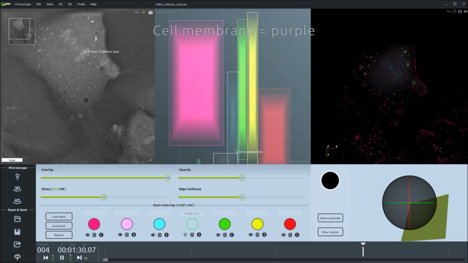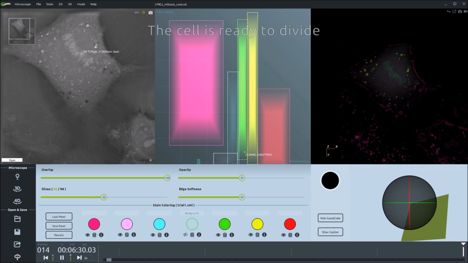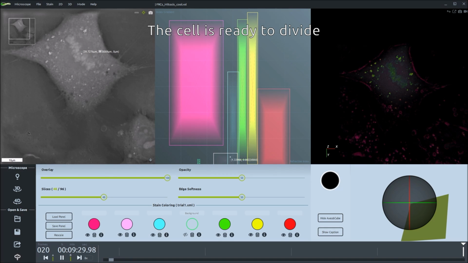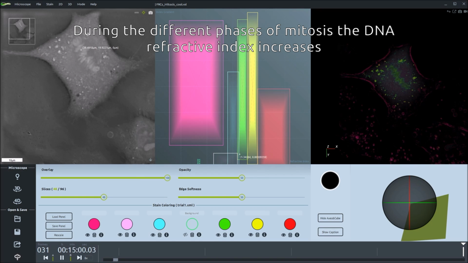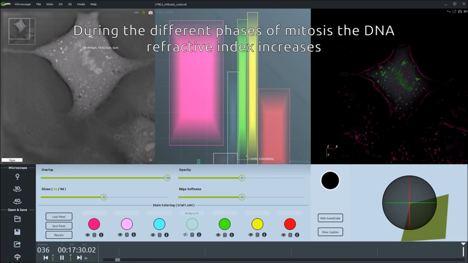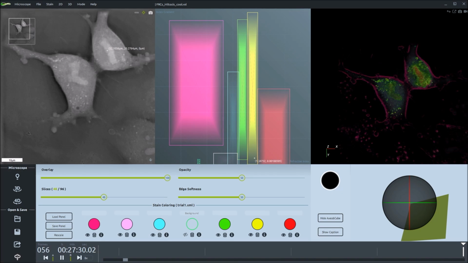In this cell, you can see the cell membrane in purple and the DNA in gray. The cell is ready to segregate chromosomes. While chromosomes are segregated, their refractive index increases and, as a result, they change color from gray to red.